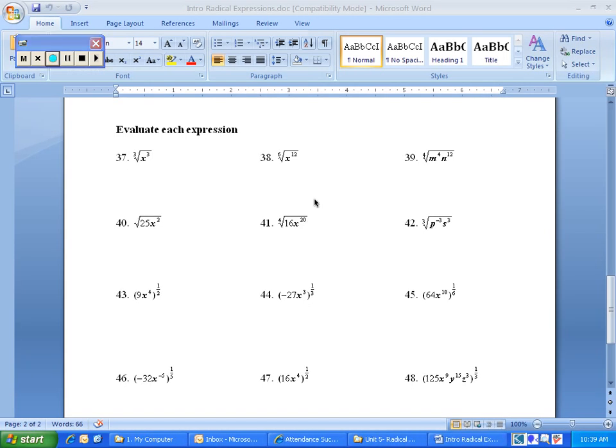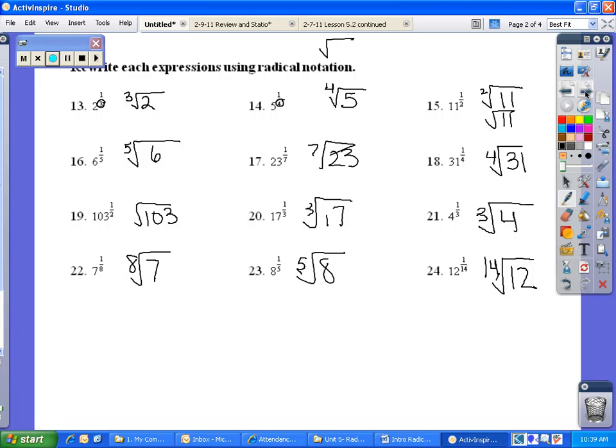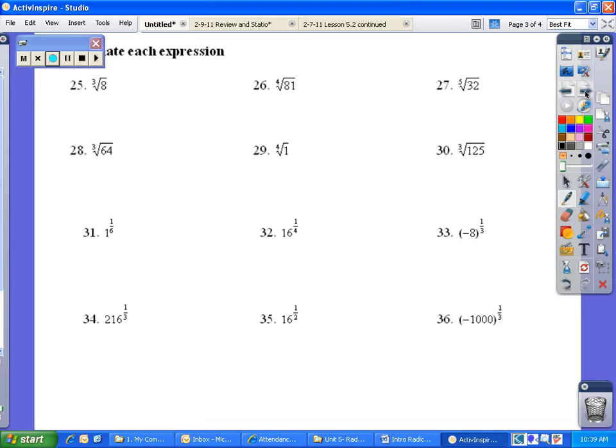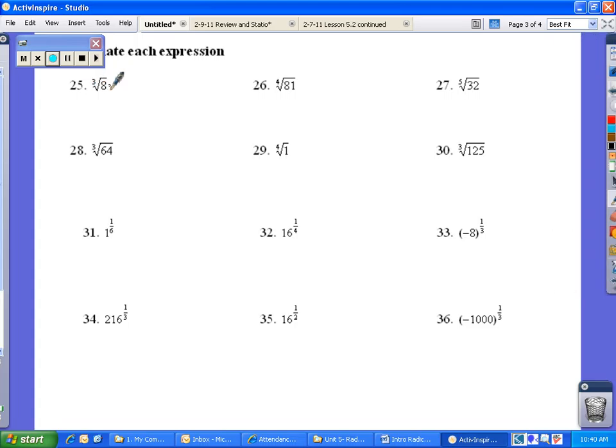Go back to my screen here. The next set of problems, numbers 25 through 36, we want to actually evaluate each of these expressions. So if you remember, when I have the notation like this, I am looking for a number that I can raise to the 3rd power and have it equal 8. You can plug this into your calculator.